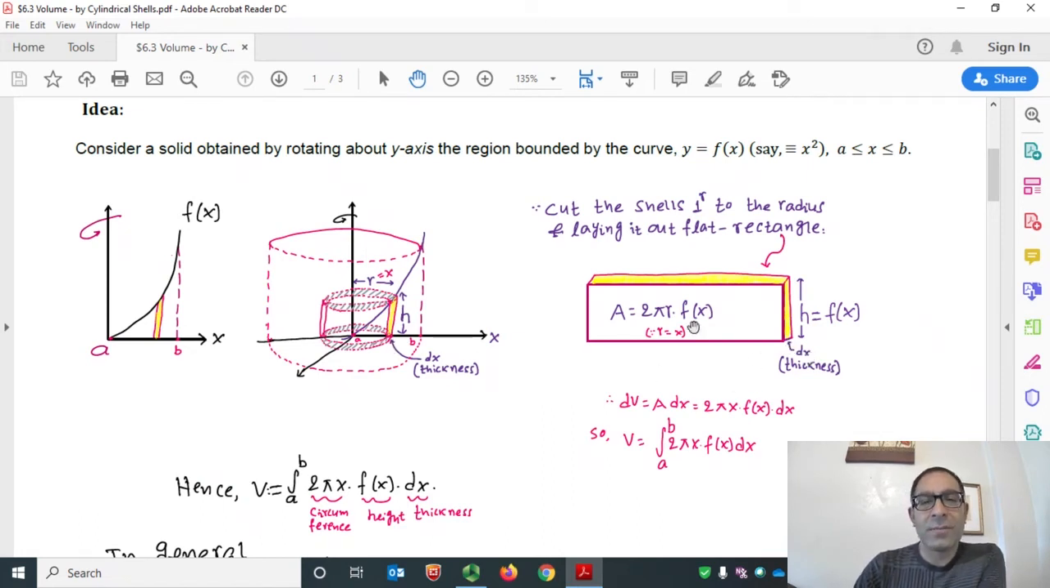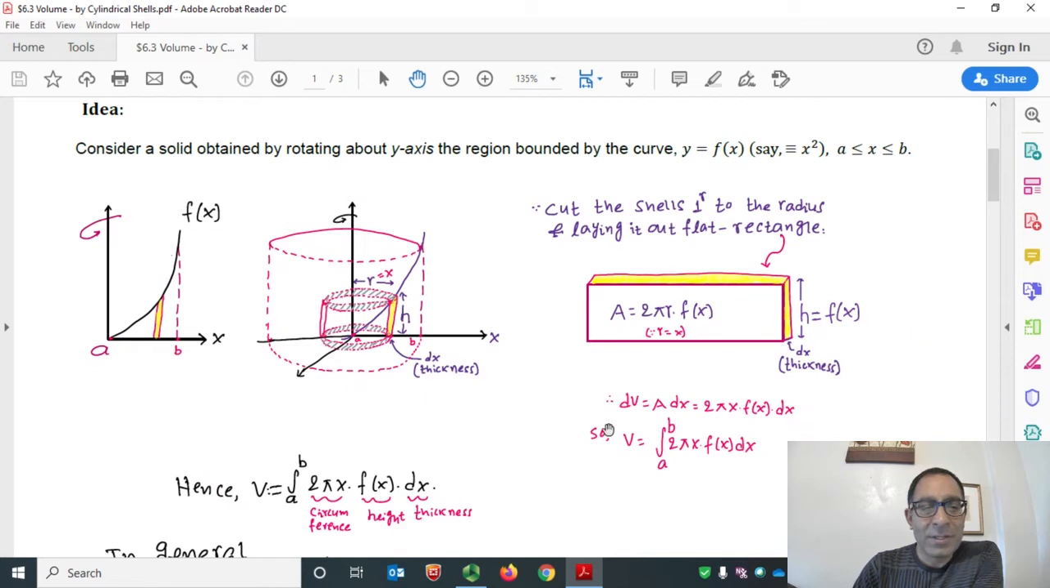So we can easily compute the volume of this rectangle, or this elementary cylinder. Our volume is area times dx. Area is length times width, so 2 pi r times f(x), multiplied by dx gives us the elementary volume. So dV equals 2 pi x f(x) dx.